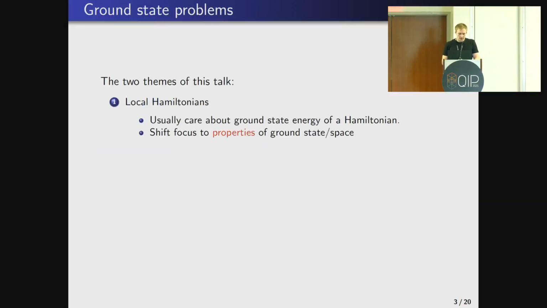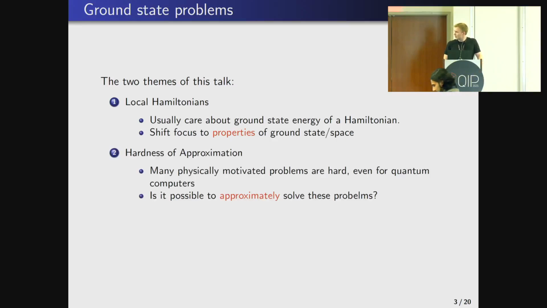The topic of today is roughly two themes. The first, local Hamiltonians. Usually when we are interested in local Hamiltonians, we're interested in the ground state energy, but we want to shift the focus a bit to think about properties of the ground state. On the second, we are going to think about hardness of approximation. Many problems we are interested in are hard even for quantum computers, and we are interested in whether it is possible to solve them at least approximately.